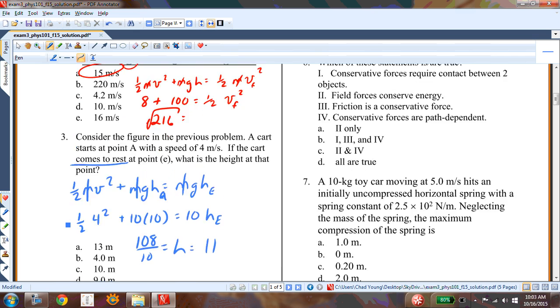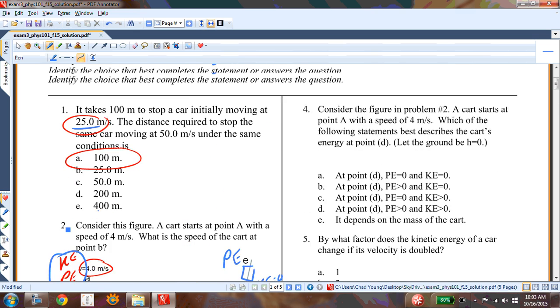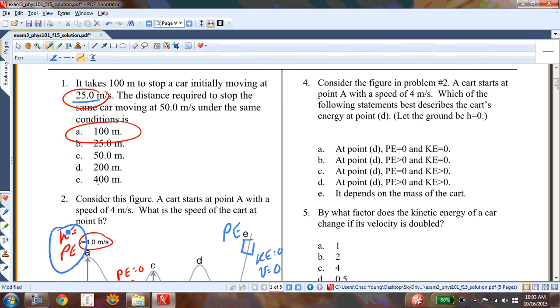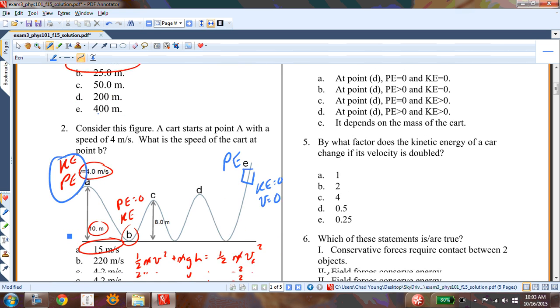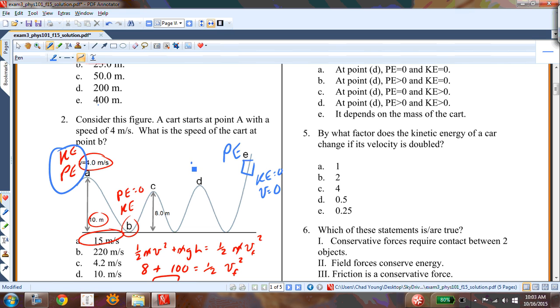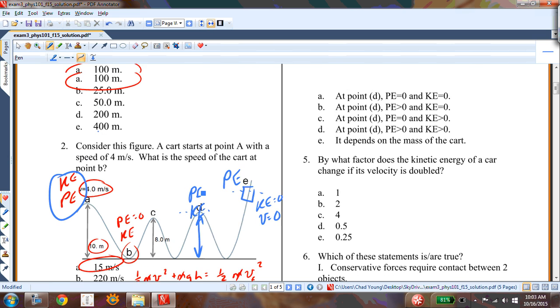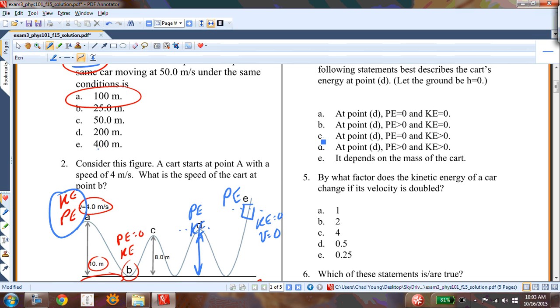Okay, now consider the figure in problem 2. A cart starts at point A. Which of the following statements best describes the cart's energy at point D? Let's look at point D. Here I have potential energy and I have kinetic energy. I know that it's moving because it's still at a lower height than it was over here, so it has kinetic energy. And then obviously it's not on the ground, so it has potential energy as well. So both of them are greater than 0. D is the right answer.